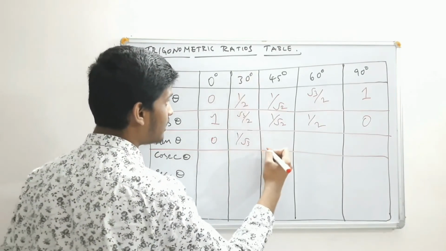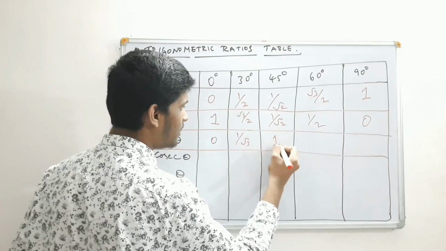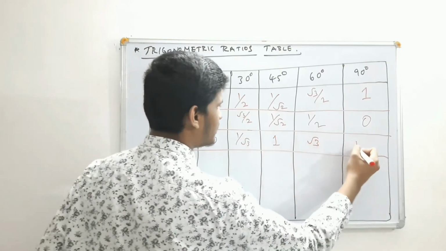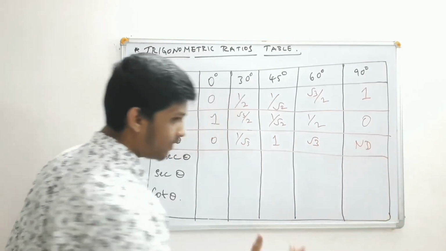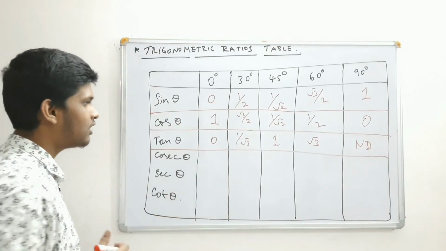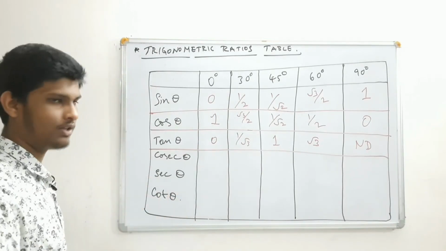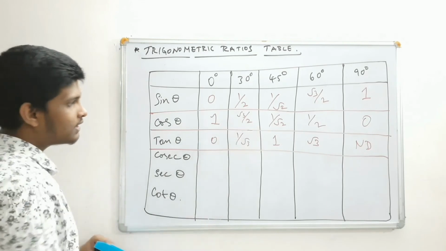So next for tan, for tan we got 0, and next we got 1 by root 3 for 30, for 45 we got 1, for 60 we got root 3, and this one we got as not defined. If you don't remember, just rewind and cross verify, or if you noted it down in your book or on a paper, just cross verify it.